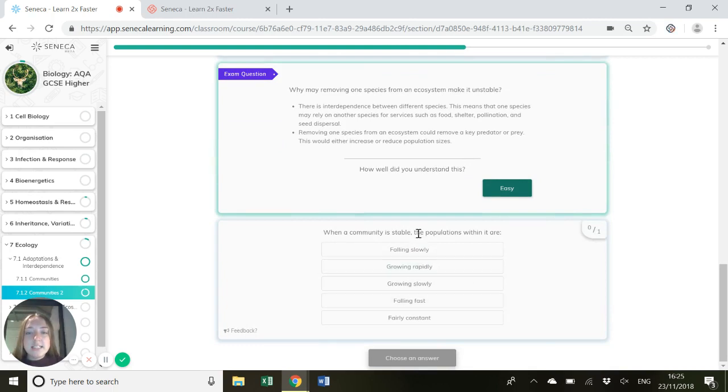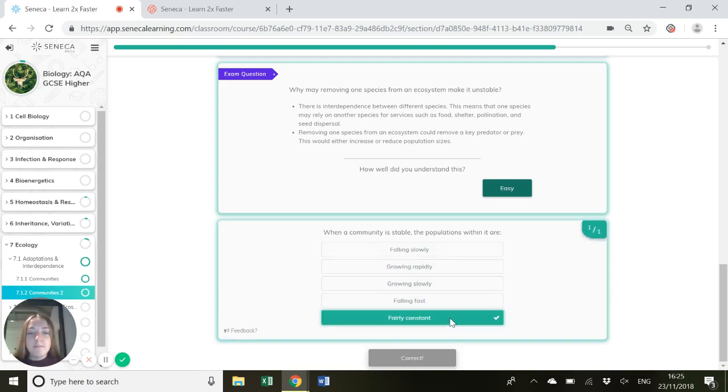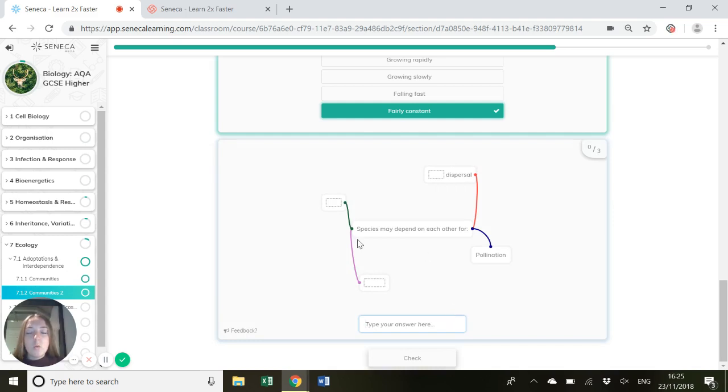So when a community is stable, the populations within it are not changing, are they? So that means it's fairly constant. What might species depend on each other for? We've already got pollination, seed dispersal, food, and then with the owl in the trees, we've got shelter.